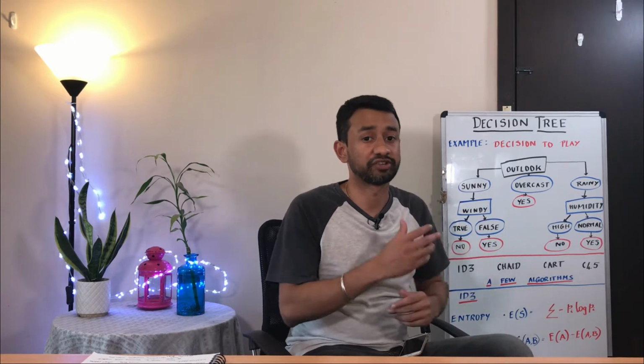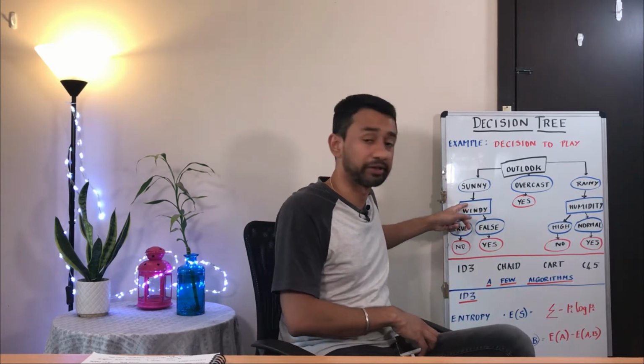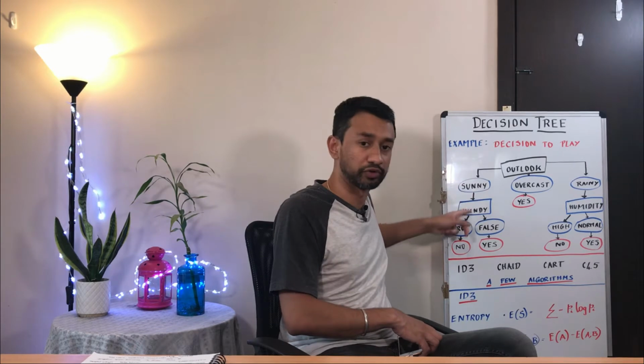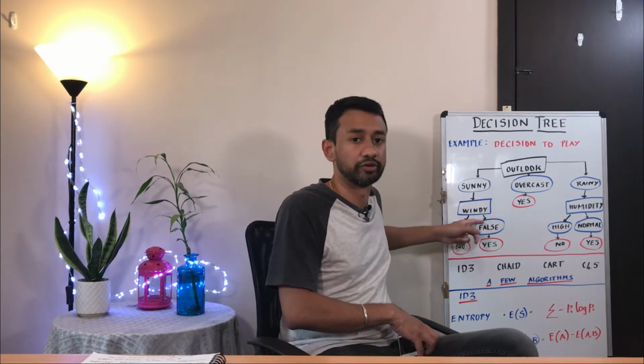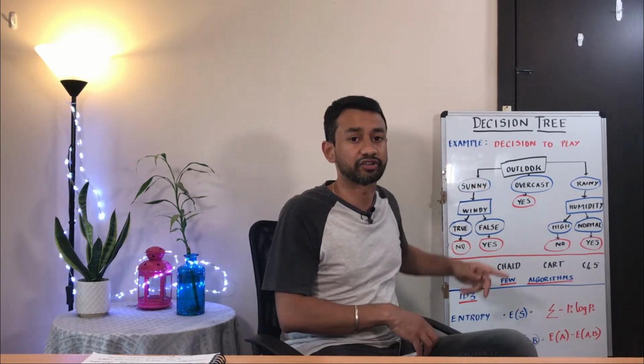And the parent as well as the child node. When I take this particular node here, this is the parent node for this node, and these two are the child nodes. So these are all the parent and child nodes.